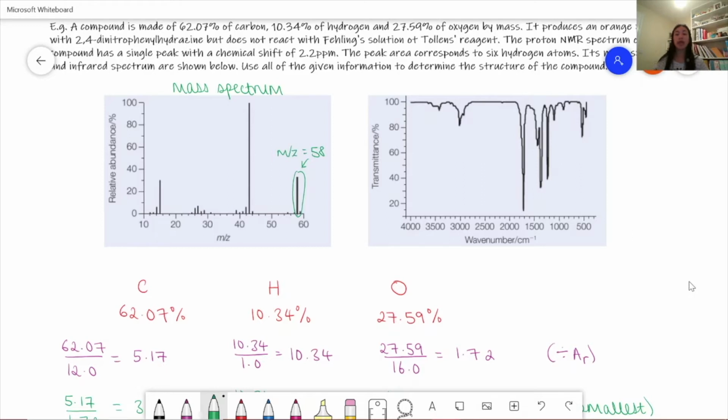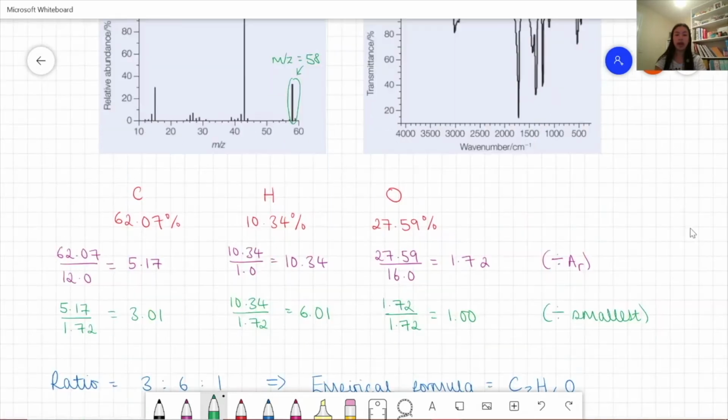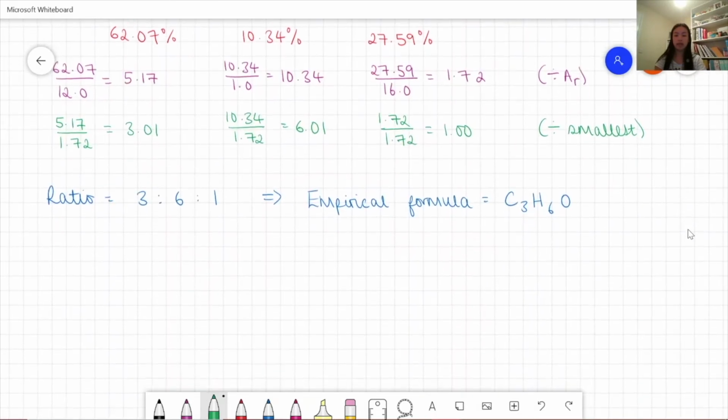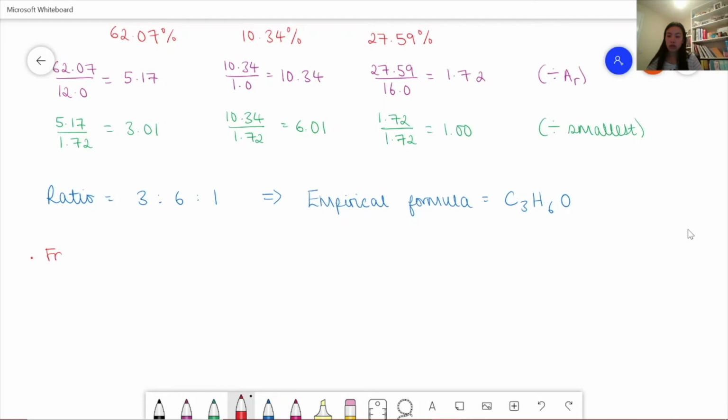And this is what we call the molecular ion peak. And because this molecular ion peak is at an m/z value of 58, this is actually the relative molecular mass of this compound. So we have the relative molecular mass is 58. So from the mass spectrum, we have that the relative molecular mass, or the Mr, is equal to 58.